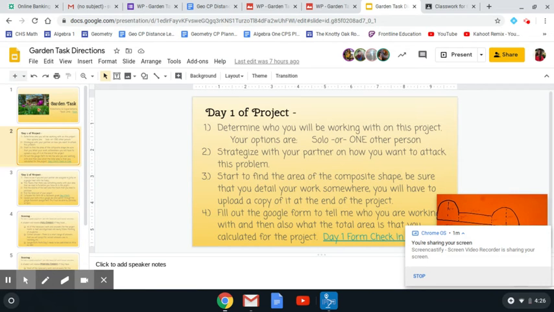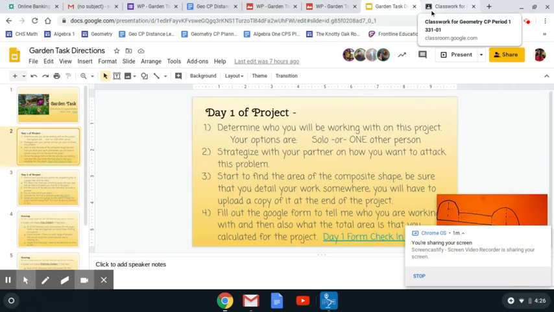Today, all you're supposed to do, or you can do it tomorrow, is pick who your partner is and strategize how you want to attack the problem. The first thing you need to do is find the area of the composite shape. Be sure you have your work on paper because you're going to need to submit it to me with your final project. And then all you have to do at the end of finding the area is fill out this Google form. In the Google form, it asks what you got for that area so I can see if you're on the right track.